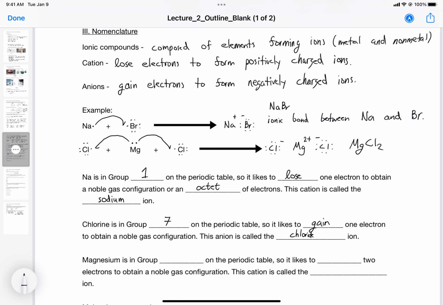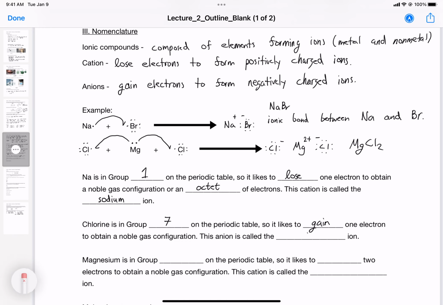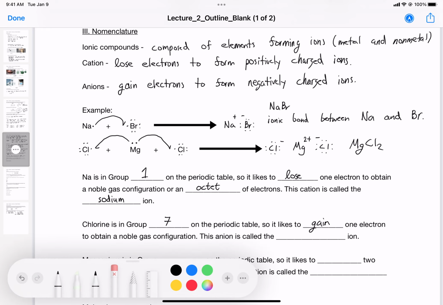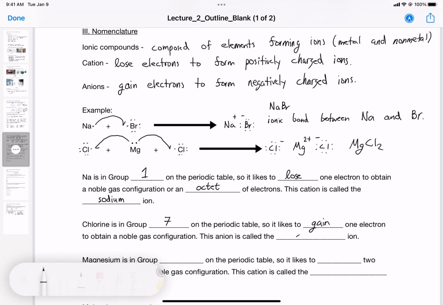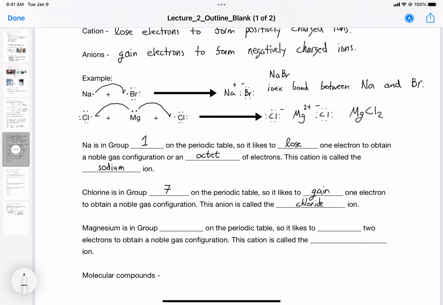So since this compound is chemically different from a chlorine atom, we need to change the naming of this so we can differentiate it. So we call it the chloride ion, as opposed to the chlorine atom, which is not negatively charged and doesn't have 8 electrons. Okay. So the other element we have to describe is magnesium.